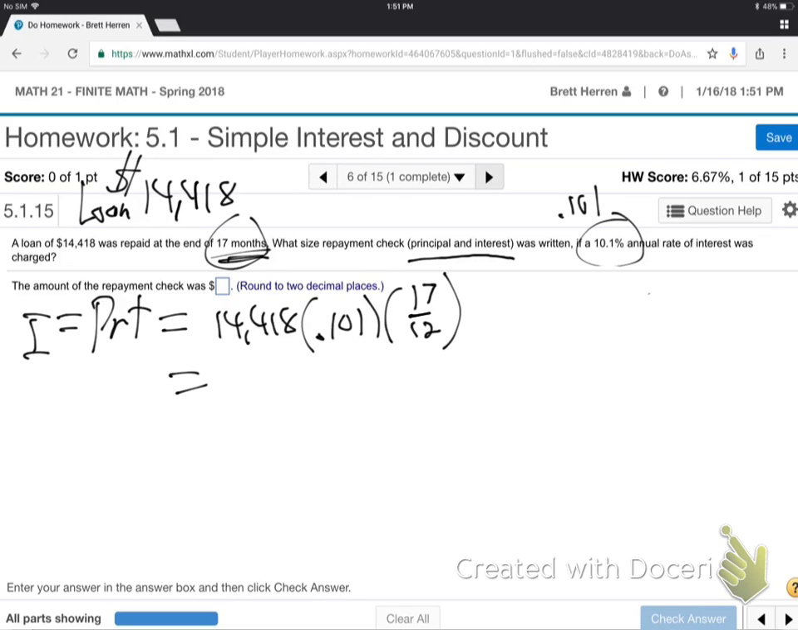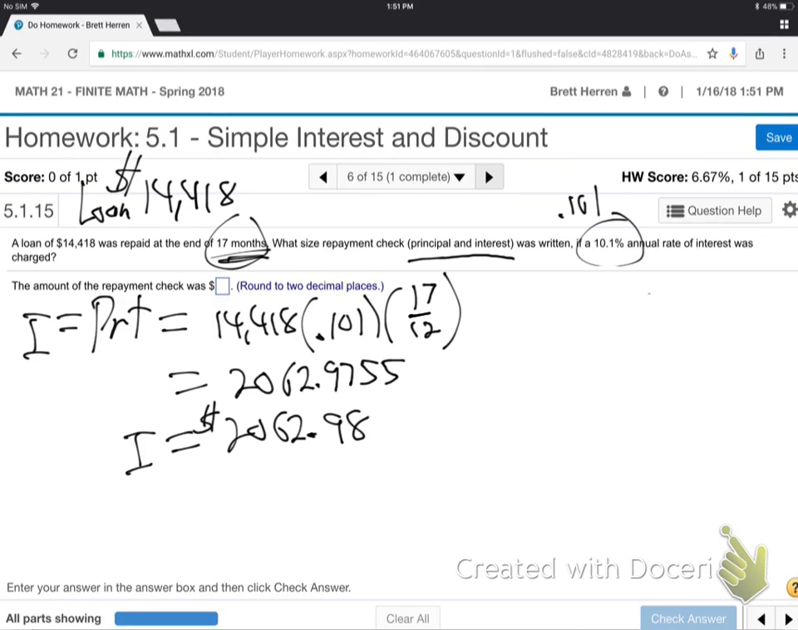14,418 times 0.101 times 17 divided by 12. I'm getting 2062.9755, so I'm going to have to round that up. 98 cents. When it's a 5 or more, we round up. So that's the interest. You borrowed the 14,418 for 17 months, and that's the interest they're going to want you to pay back.